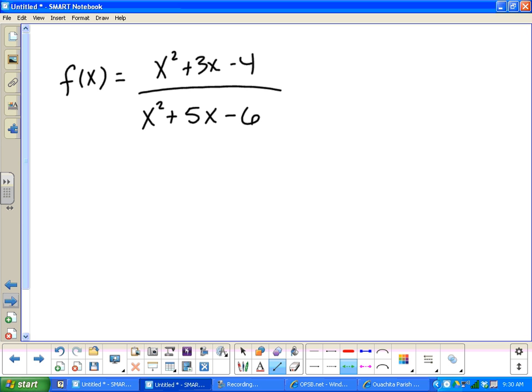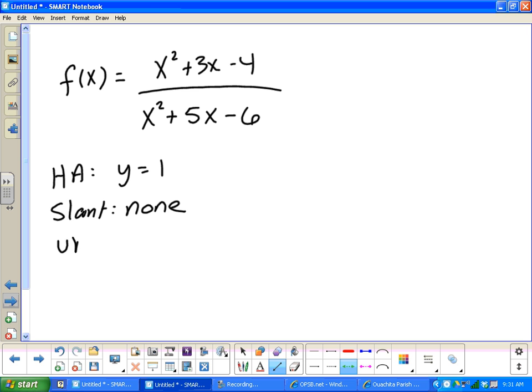Okay, so let's see. Horizontal. Slanted. So horizontal would be y equals 1. Who's winning the race? It's a tie. The ratio of leading coefficients would be 1 over 1. So slanted, none, because the power of the numerator is not one higher than the denominator.